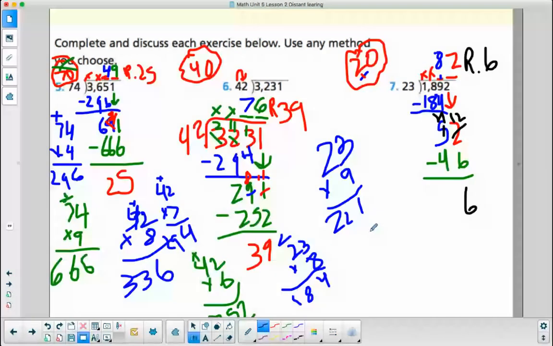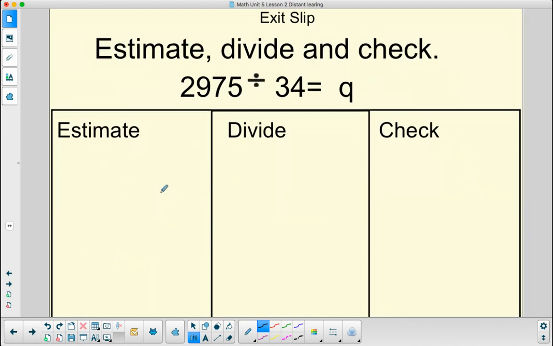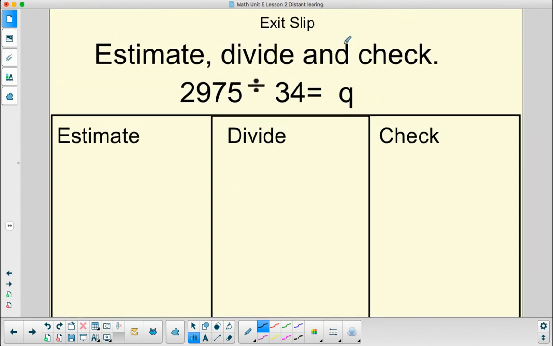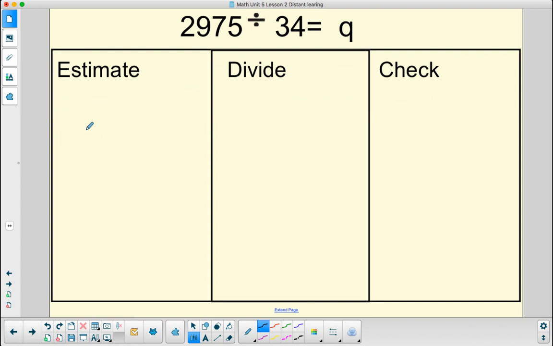If you're struggling with this still, rewatch the video, try some other problems, ask your parents for help. Once you feel comfortable with it, I have a little equation for you: 2,975 divided by 34. Show me the estimate that you would use. What would you estimate? Do the division, and then if you would like to, you can check. A check would mean to multiply your quotient by your divisor, which is your other factor, and it gives you your dividend. All right, and that you can share with me in your math log.